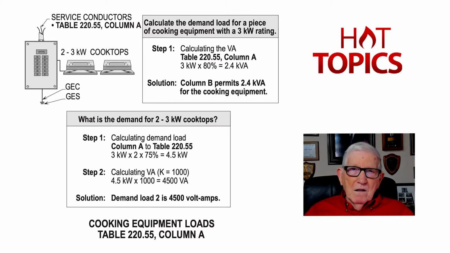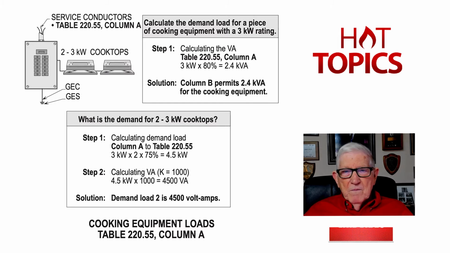Now, demand loads, and demand is less than one, as you see in that 80%. If it's diversity, then we're going to be more than one, as we'll see. But now, let's look where we have two ranges, which is in the illustration. Again, we go to column A, table 220.55 on page 78 of the NEC. And for two ranges, we get a 75% demand. So we'd have 3 kW times two ranges, or cooktops, and we would have 75%, and it'd be 4.5.